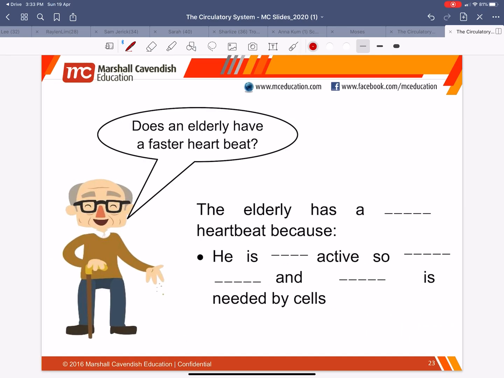Now moving on, what about an elderly? So an elderly has a slower heartbeat rate. Now why? Because he is less active, right? He doesn't move that much. So less oxygen, and you got it right, less digested food is needed by cells. Well done.